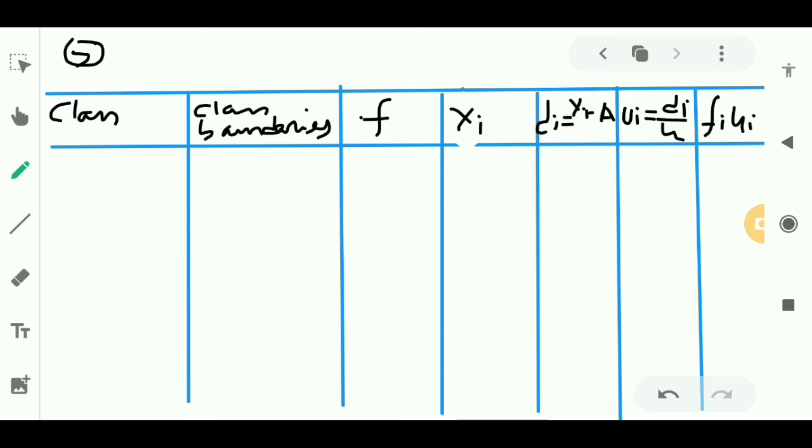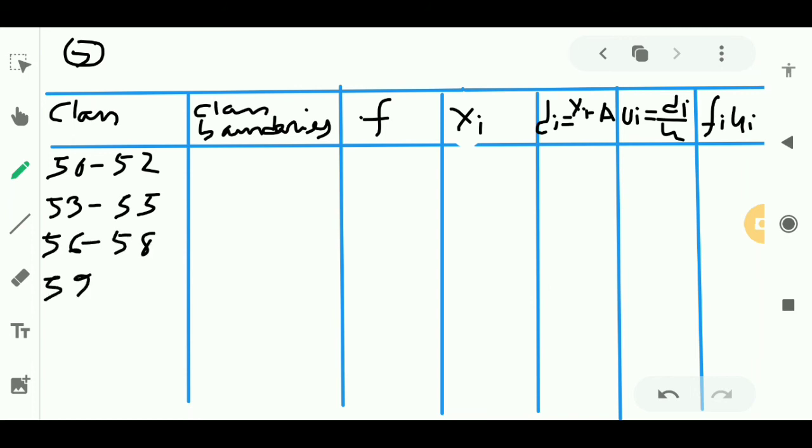So first we will write the classes: 50 to 52, then it is non-overlapping, so 53 starting, 53 to 55, then 56 to 58, then 59 to 61, then 62 to 64. Now class boundaries are used only when non-overlapping data is there.